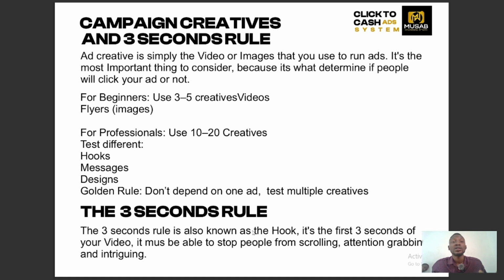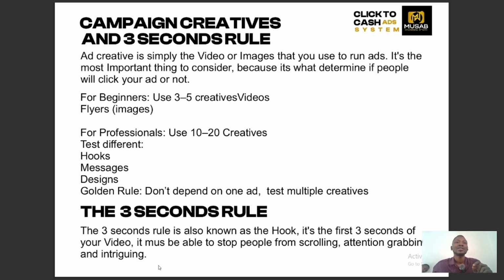Now the 3-second rule, this is very important. The 3-second rule is also known as the hook. It's the first 3 seconds of your video. It must be able to stop people from scrolling, attention grabbing, and intriguing. Now if your video cannot stop people from scrolling, if people come across a video and they don't stay to watch, people are not interested in this thing, then the creative is not good enough. So the 3 seconds of your creative is very, very important, and you must make sure that it's attention grabbing.